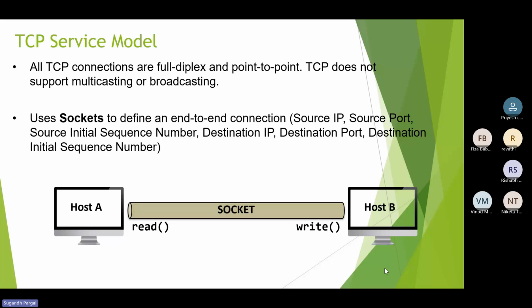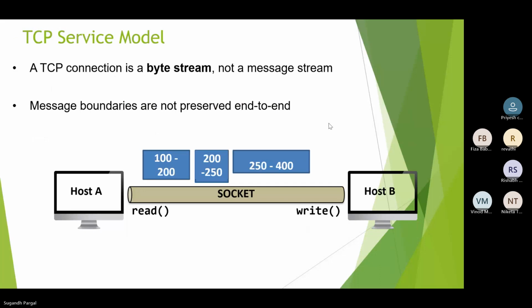TCP uses sockets to define an end-to-end connection. That is the source IP, source port, source initial sequence number, destination IP, destination port, and destination initial sequence number. So this is the socket which is needed by TCP to define an end-to-end connection. A TCP connection is a byte stream, not a message stream. The byte streams are sent from host A to host B, and the message boundaries are not preserved end to end.